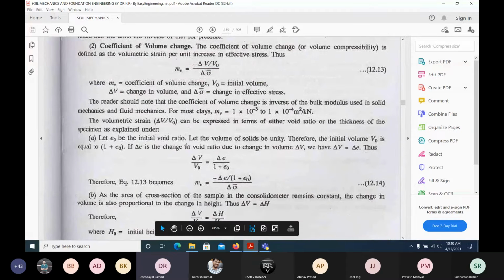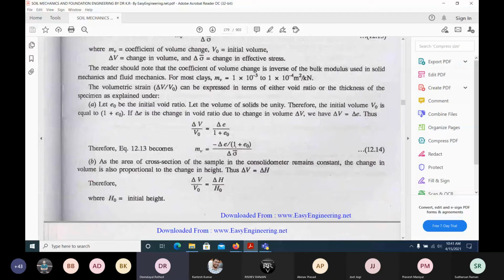Sometimes they will ask in the exams: delta V by V naught, void ratio they will give, initial void ratio they will give, change in void ratio they will give. They may ask you to find V naught, the initial volume, and so on. So remember these equations.